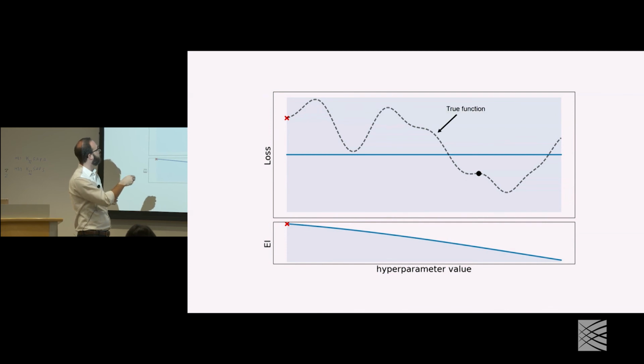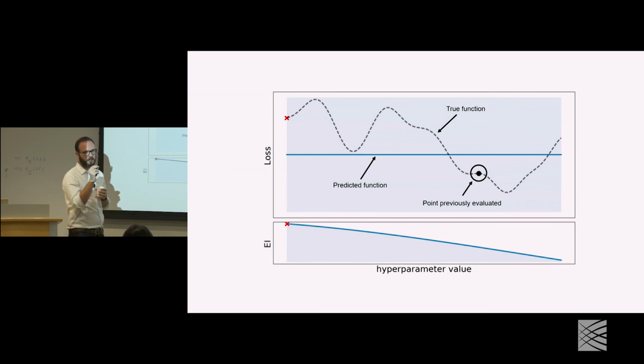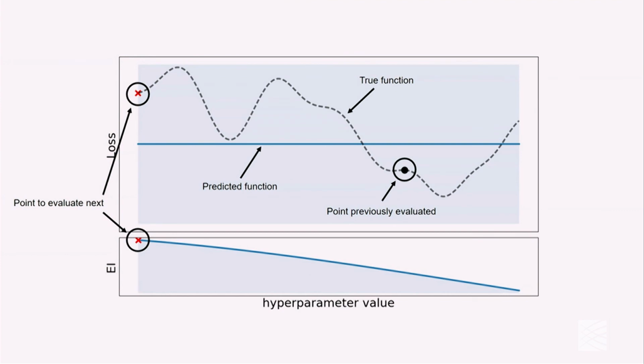So the dashed line is the true function. If you could observe and try and fit models for every value of the sparsity parameter, you would see that the best accuracy is here, the worst accuracy is here, and so on, but you don't typically try all of them. So the solid blue line is a predicted function. This is the posterior mean of the Gaussian process. That's where the Gaussian process thinks the function is going. The solid black dot is the point that you evaluated previously, and the red crosses are the points to evaluate next.